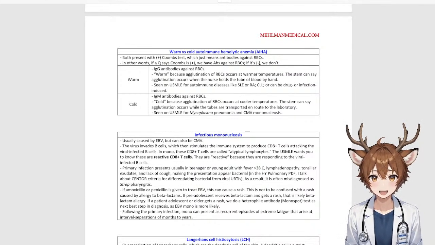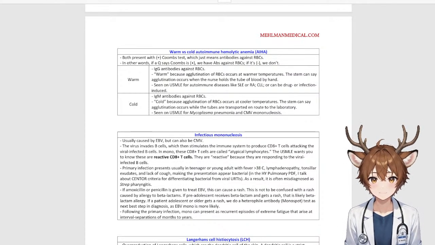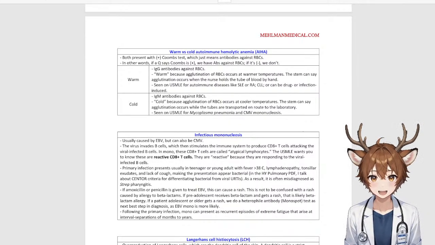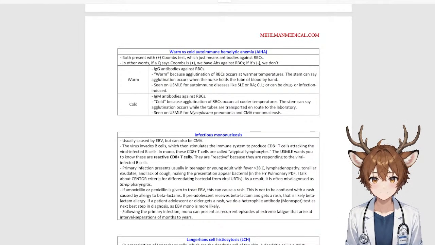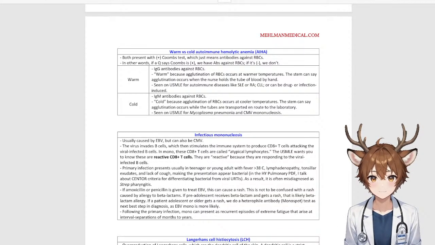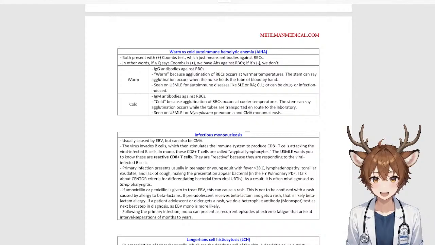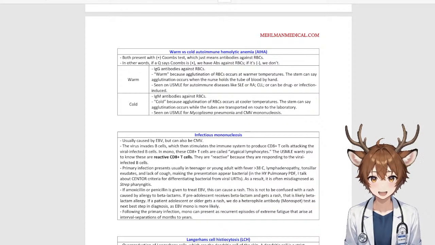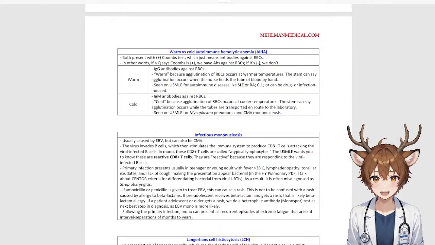Warm, IgG antibodies against RBCs. Warm because agglutination of RBCs occurs at warmer temperatures. The stem can say agglutination occurs when the nurse holds the tube of blood by hand. Seen on USMLE for autoimmune diseases such as lupus or rheumatoid arthritis, CLL, or can be drug or infection induced.